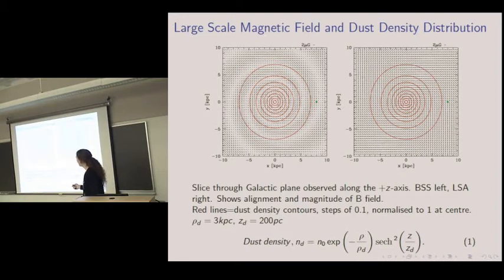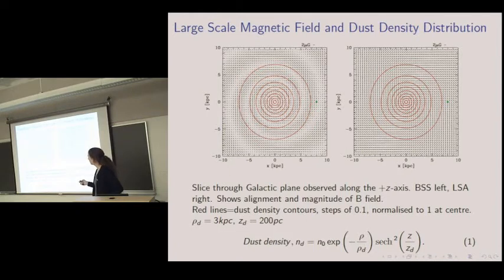And in the LSA you can see no azimuthal dependence of the field. And this green dot here is the position of the sun. So you can see you're looking through the center of the galaxy, and on the side you'll have contributions from all these variations of magnetic field amplitude. And in red here is the dust density contours, stepped in contours of 0.1, normalized to 1 at center. So you can see that by the position of the sun, the dust density has dropped off massively. And this is what we use to model the dust density.